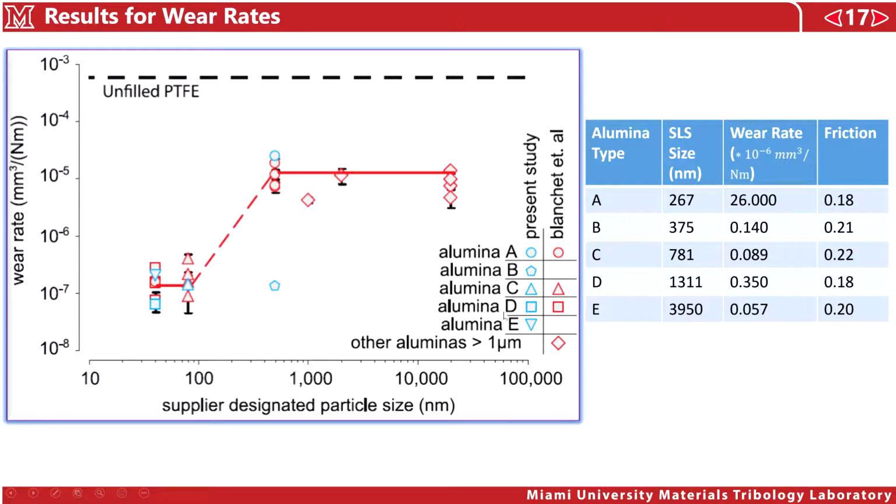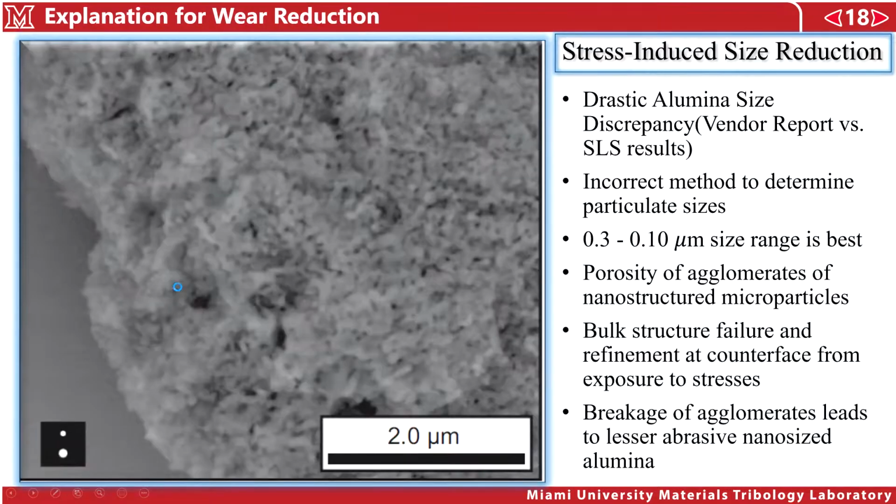So you can see clearly that the alumina D and alumina E have the lowest wear rate, roughly in the range of 10 to the negative 7 mm cube per Nm. I'm sorry, even alumina C has similar wear rates. Now, why is this wear reduction occurring?